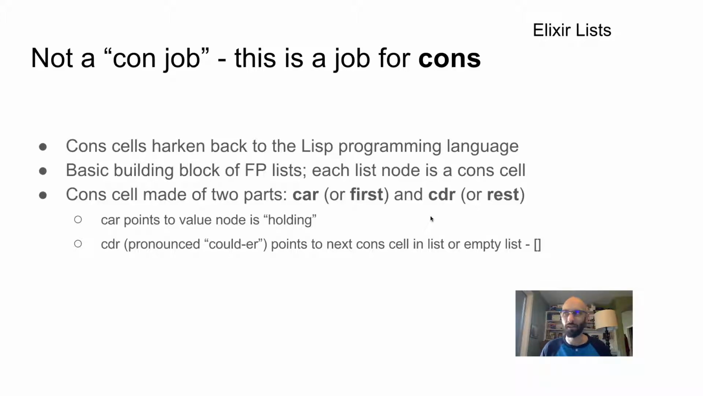A cons cell is made of two parts, the car and the cdr. Car is also called the first, and the cdr is called the rest. Car points to the value that the node is holding, and the cdr points to the next cons cell in the list, or the empty list, which in Elixir is just this. Incidentally, in Lisp, it points to nil.